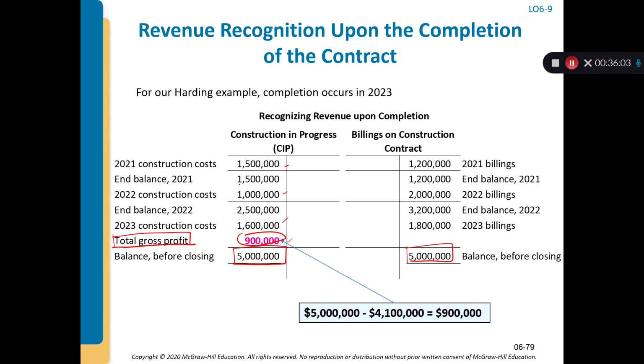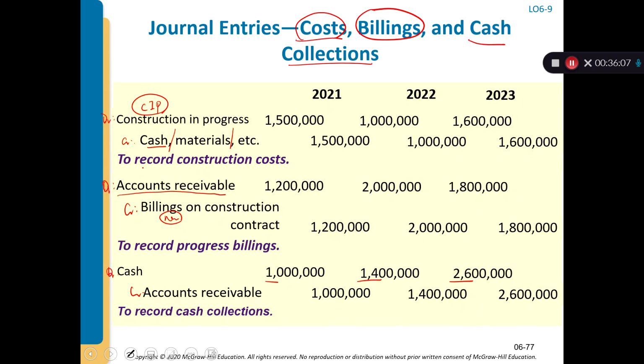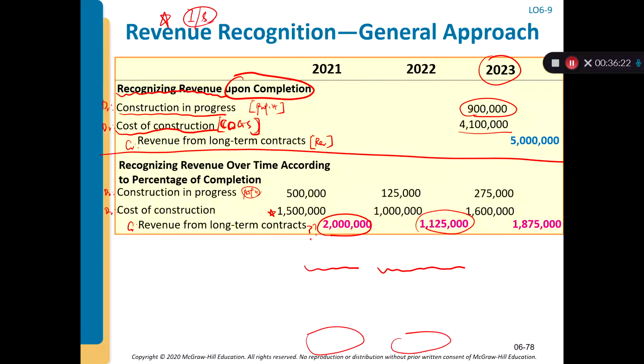So the 1.5 in 2021 was based on this journal entry. Remember this journal entry? I call it journal entry 1, right? In journal entry 1, you book in the CIP already 1.5, 1 million, 1.6. And in journal entry 2, you book the 900,000 here, right?